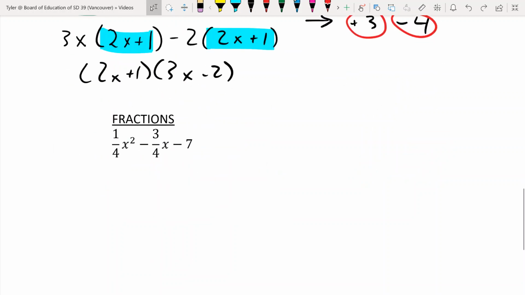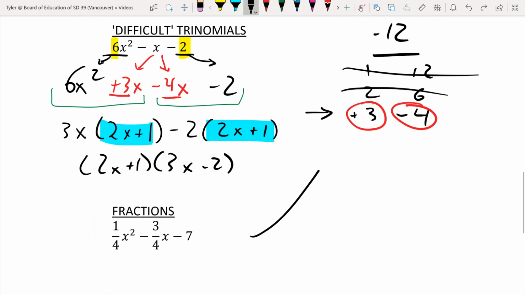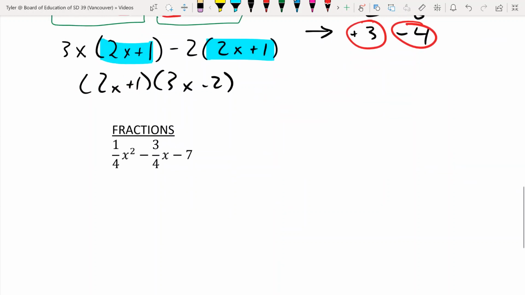Factoring the fractions. If you try to factor this the way that we did these questions, you're going to get messed up. It's going to be really hard. So you're actually going to factor out the fraction to make your life easier. Looking at this, they both have a quarter. So I'm going to write 1/4 and rewrite the entire equation as if they needed to be multiplied by a quarter. So this is going to become 1x squared, this is going to be negative 3x, and this is going to be 28.